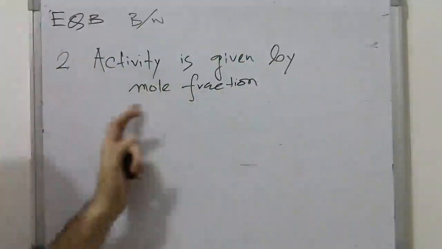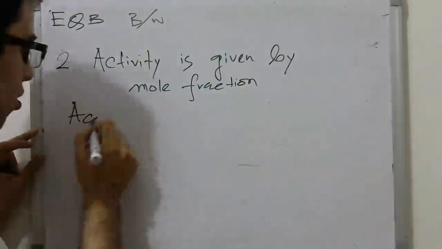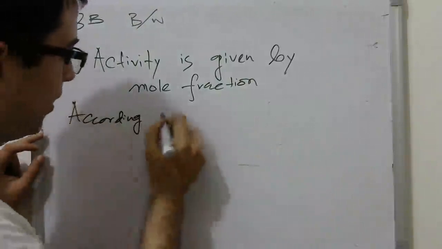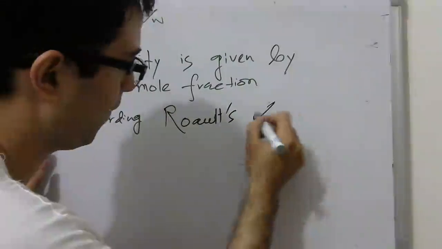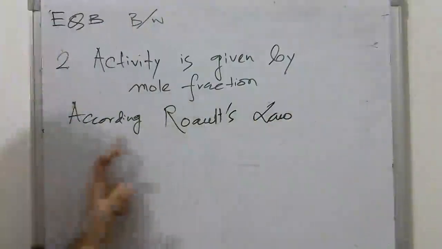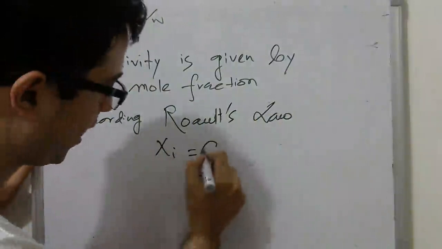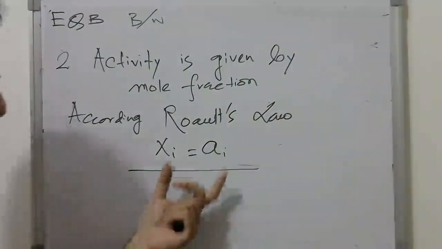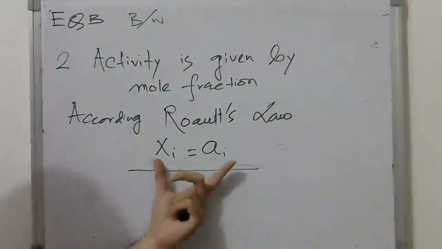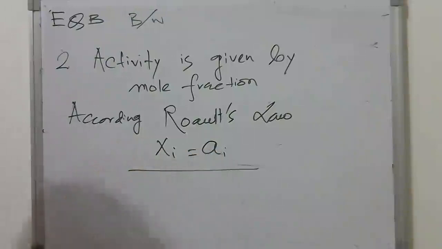Okay, activity is given by mole fraction. So just remember this, according to Raoult's law, Xi is equal to Ai. This is the second concept. We'll be needing this particular relationship between activity and mole fraction when it's not a pure condensed phase.